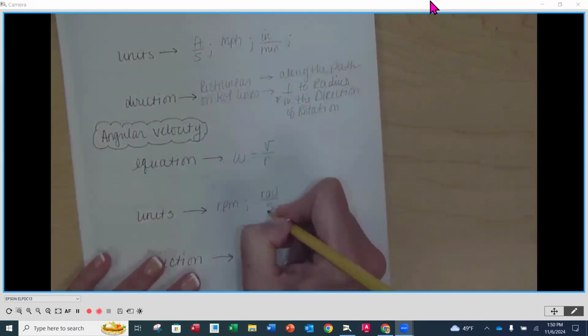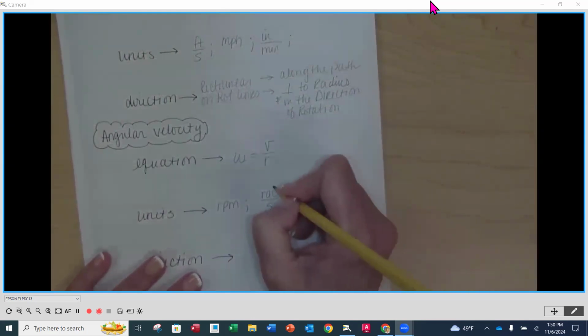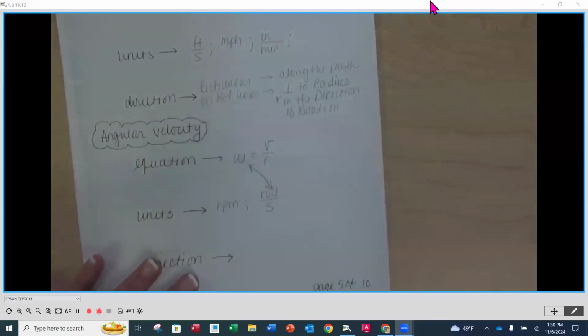Radians per second. That's what goes in and out of that equation. If we calculate for an angular velocity and we get our final answer in radians per second, we're not leaving it in radians per second. We're converting it to RPMs. Okay.